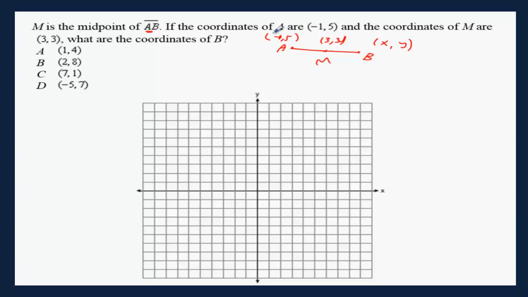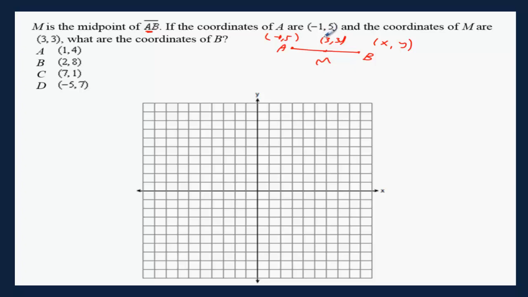The first way to find the second point is to imagine you're going from -1 to 3. So you're going to 0, 1, 2, 3. You moved up 4 points, or you moved to the right 4 points.